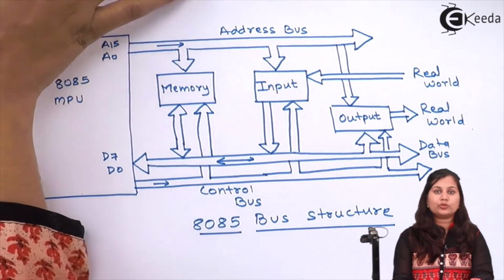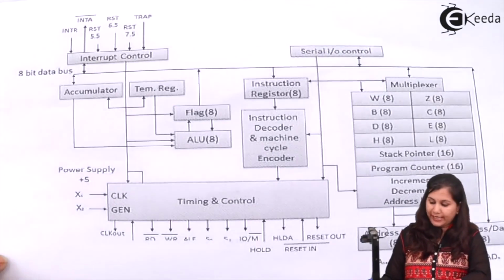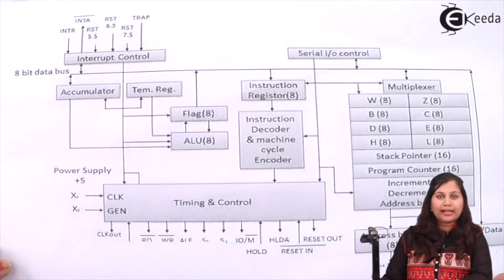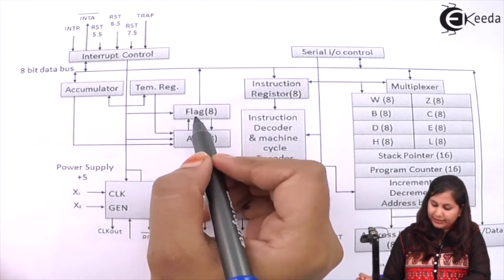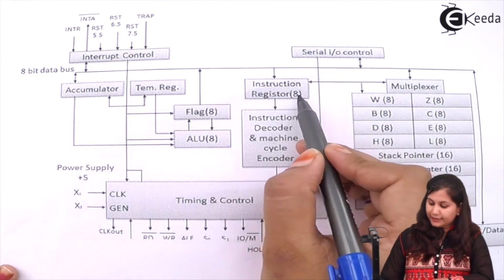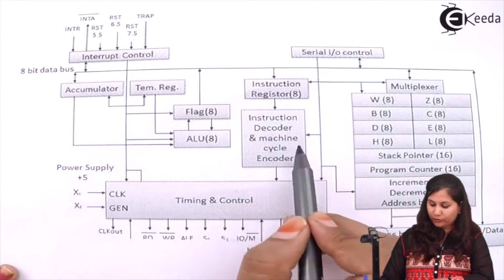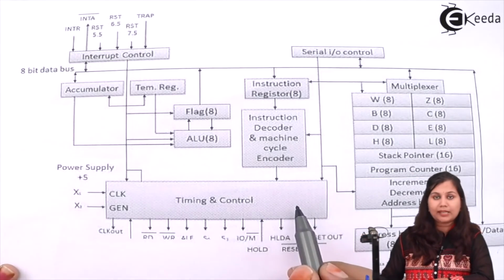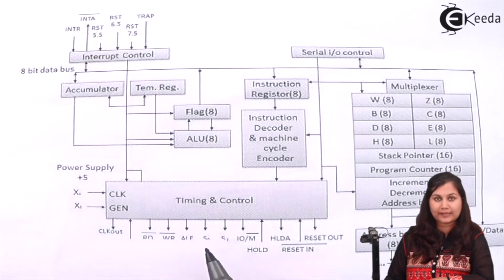Now again coming to the architecture of the 8085, we have this block diagram. In this block diagram, we have studied the accumulator, the flags and the arithmetic and logical unit, the instruction register and instruction decoder and machine cycle encoder. We have studied the timing and control unit, which provides various signals: read, write, ALE, S0, S1 and input, output and M bar.